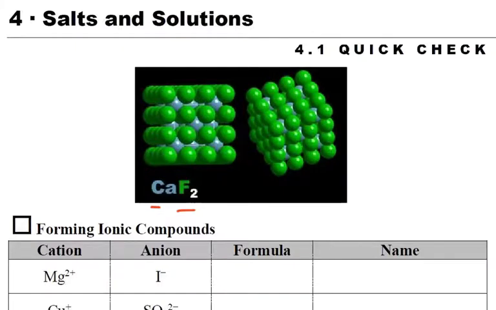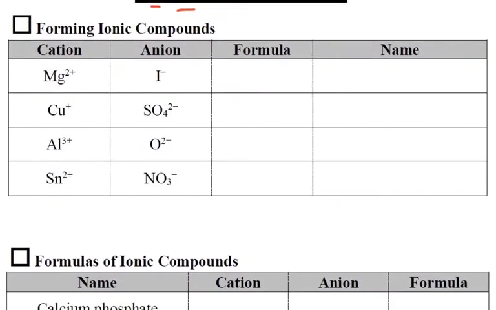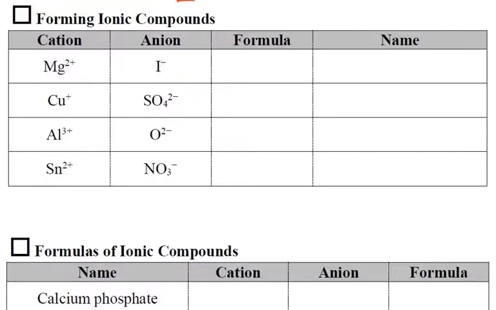And if you look really, really closely at a salt crystal, you'll see this kind of a cubic pattern, just even on the macroscopic level. So it's kind of interesting. Okay, let's look at these questions. So we're going to form some ionic compounds.